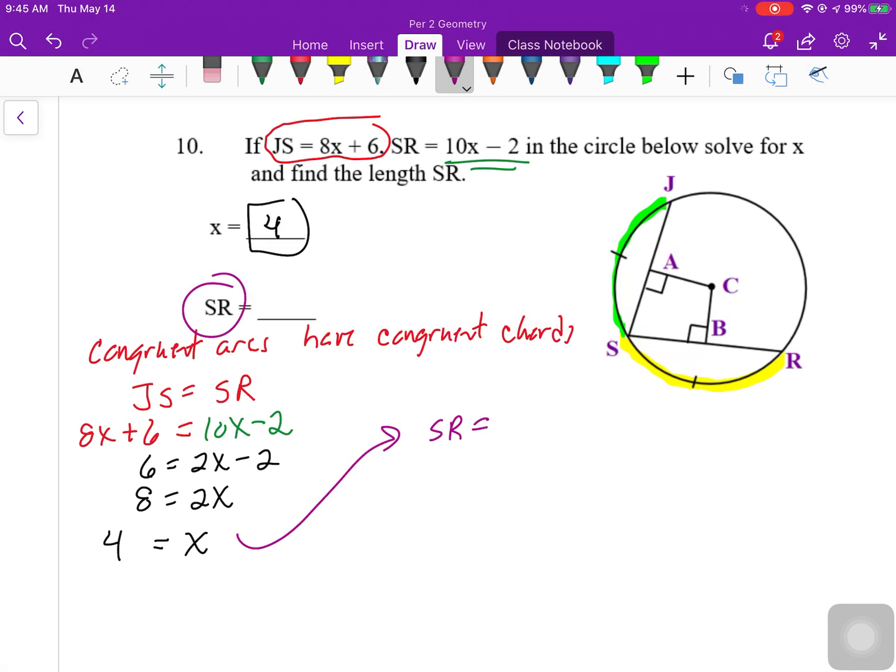But yet again, they did ask us for a second thing. They asked us for s to r. So if I want s to r, I need to plug into the 10x minus 2. So s to r would be 10 times 4 minus 2. S to r comes out to be 38. 40 minus 2 is 38.